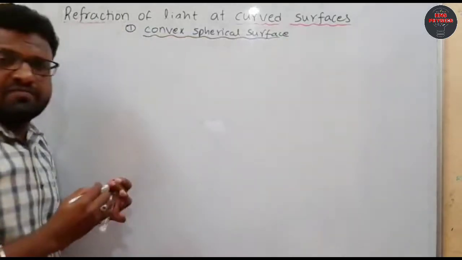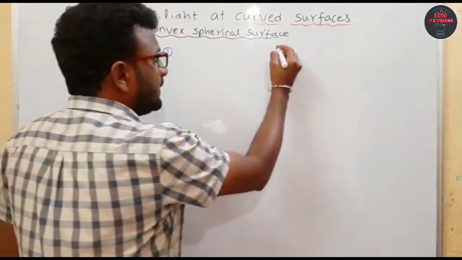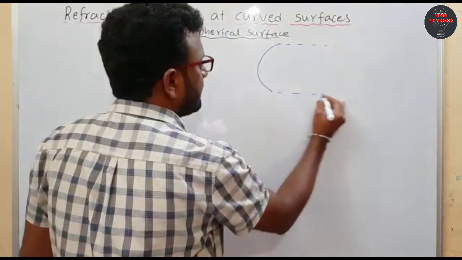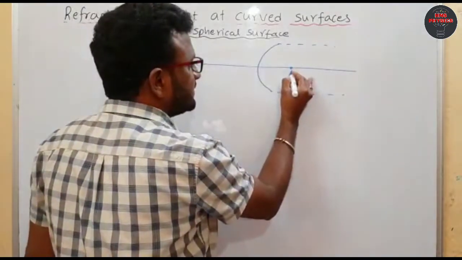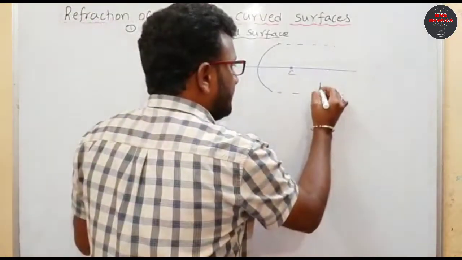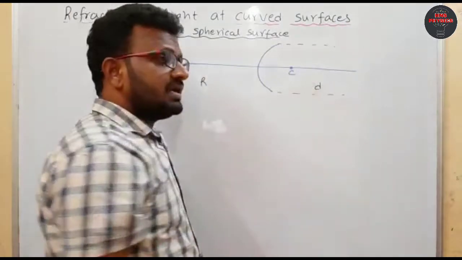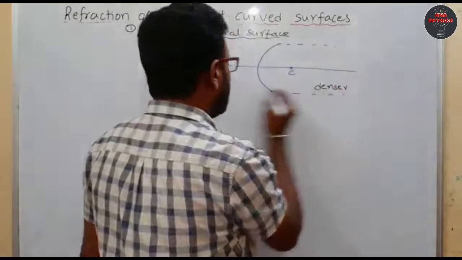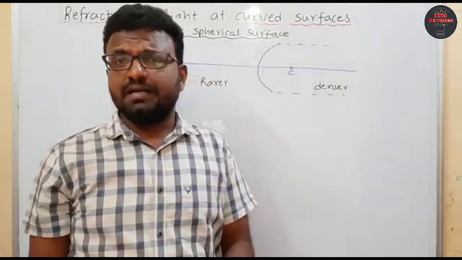So right here, the first one, I'm taking here. This is the convex surface. If you draw the principal axis, this is the center of the spherical surface. This is the denser medium and this is the rarer medium. Denser medium means it has optically more density, and rarer medium means it has optically less density.